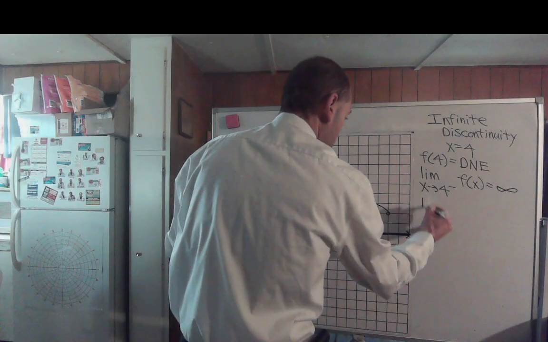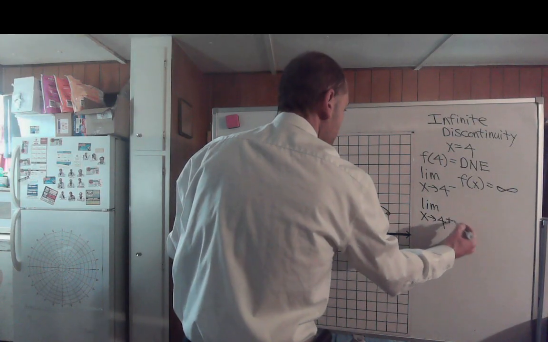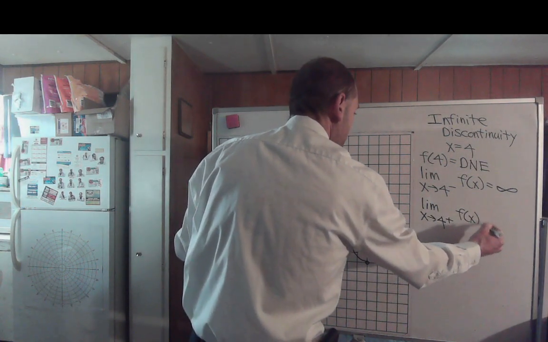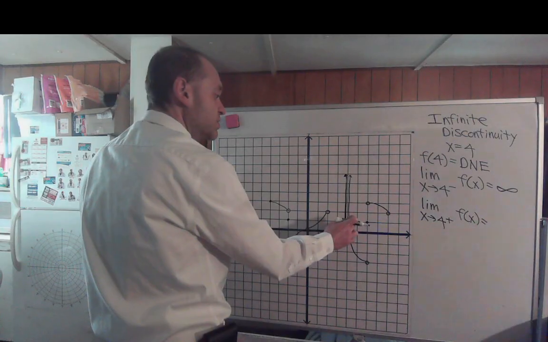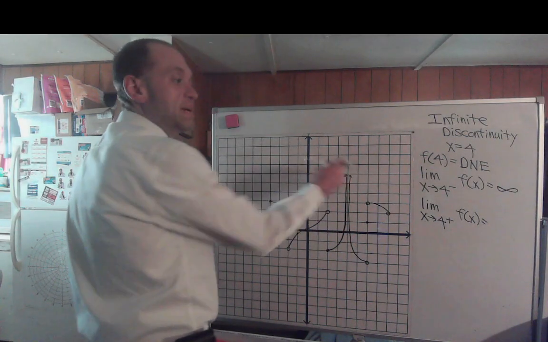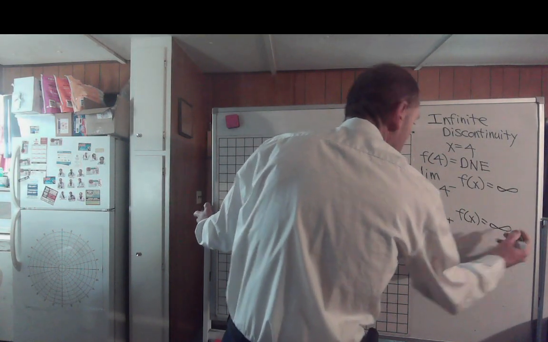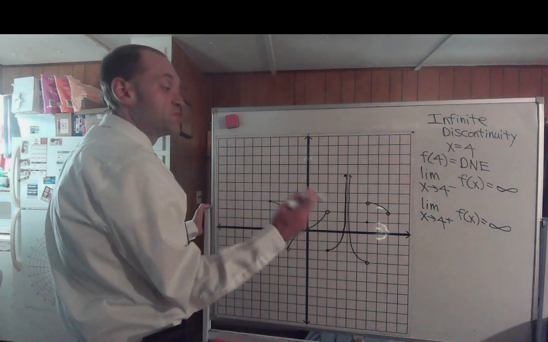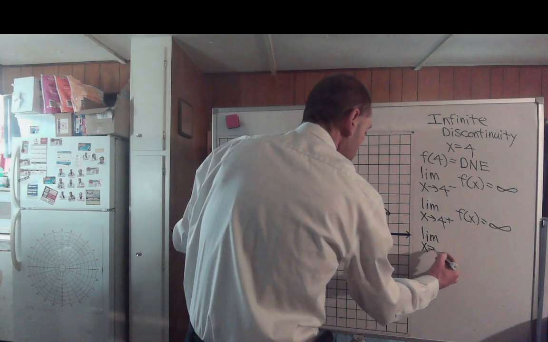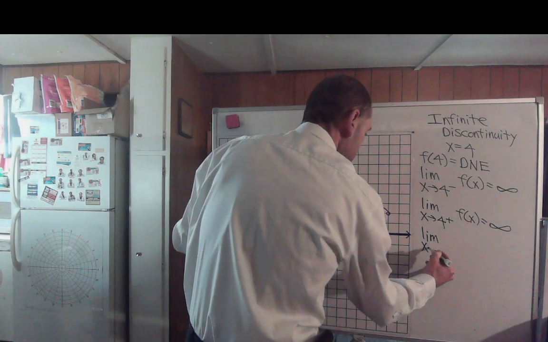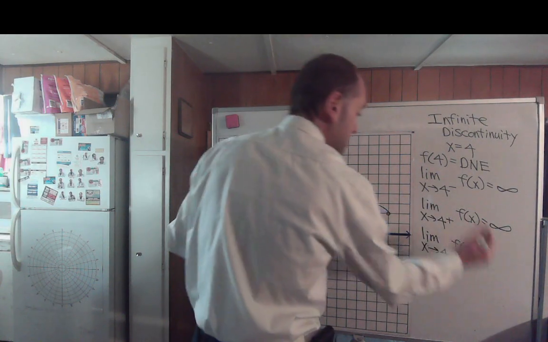Now let's approach 4 from the right. So let's take the limit as x approaches 4 from the right of this function. Again, trace along the curve until you get infinitely close to x equals 4 from the right. It just keeps going up and up and up. You would also have a right-handed limit of positive infinity. In this case, we can say the general limit as x approaches 4 of this function does exist. It's going to be positive infinity.